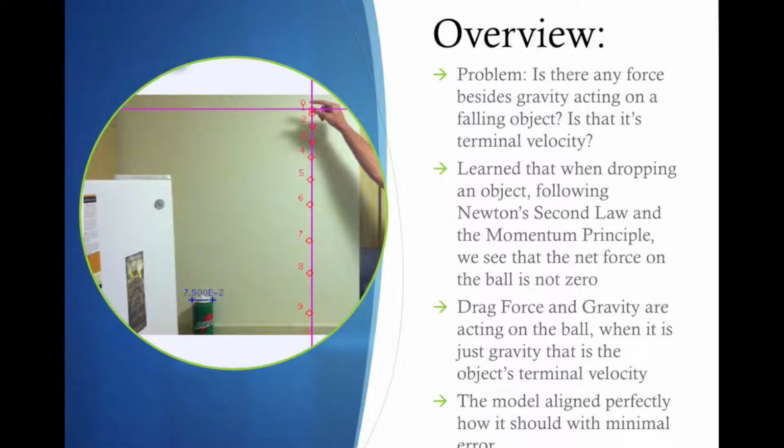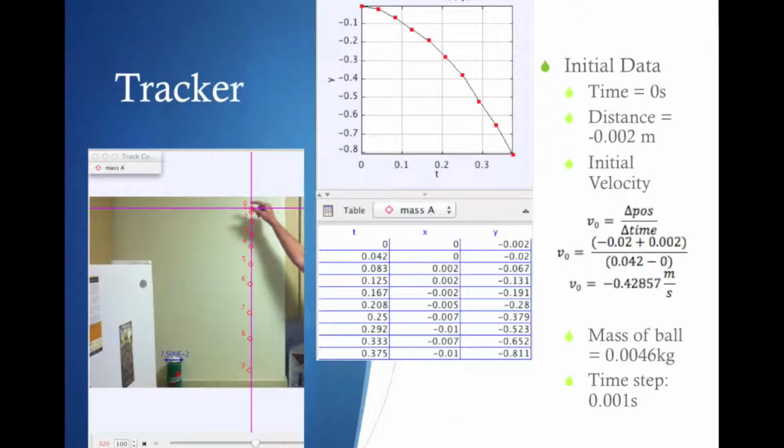So we learned that when dropping an object, following Newton's second law and the momentum principle, we see that the net force on the ball isn't zero. There are other forces acting on it: gravity and drag force. That's going to affect the ball's velocity. So in the end, my overall result was that the model aligned perfectly with my observed data and predicted exactly what it should have.